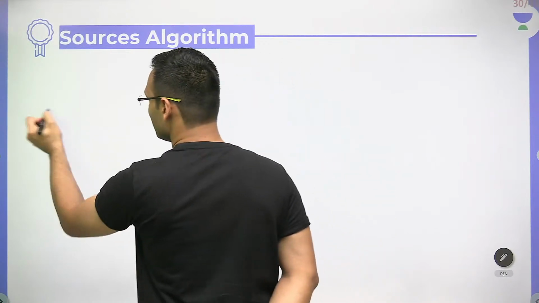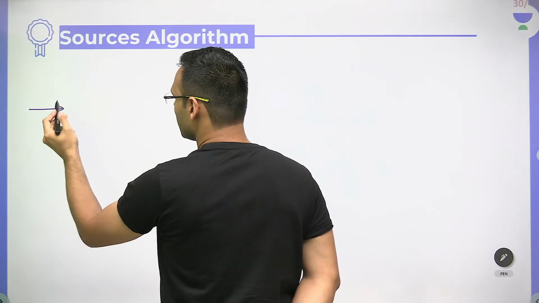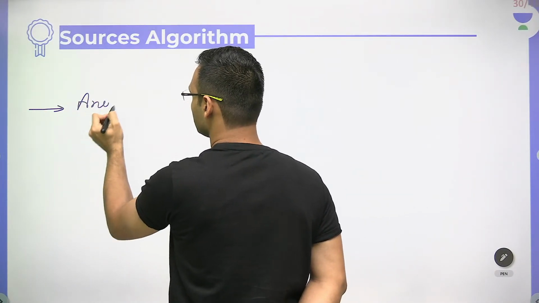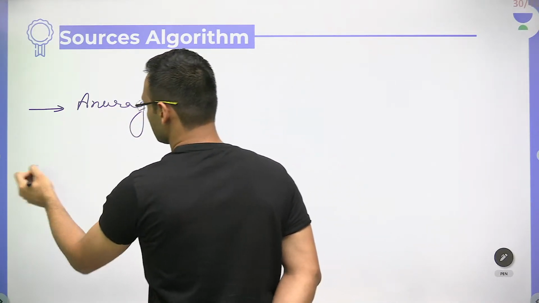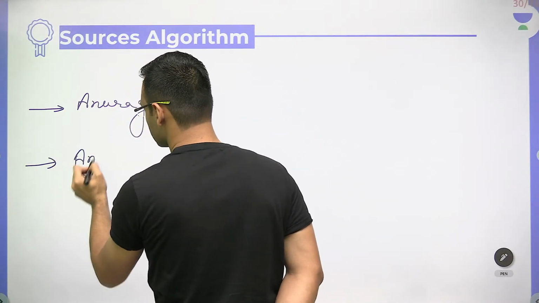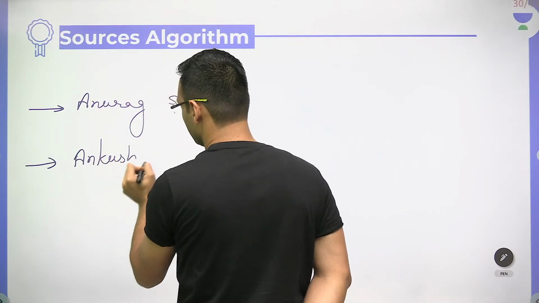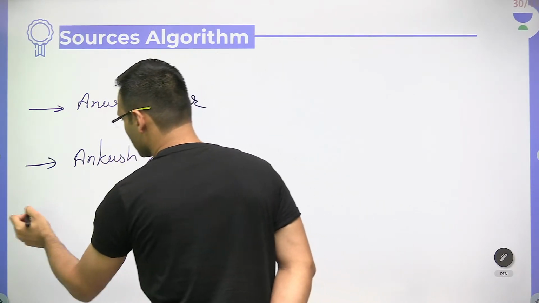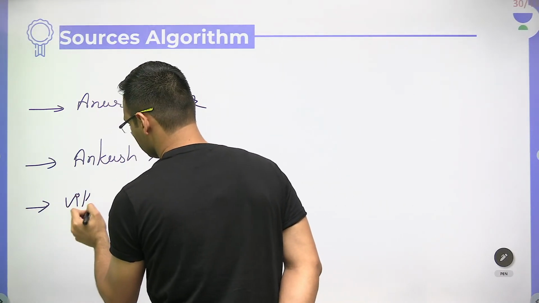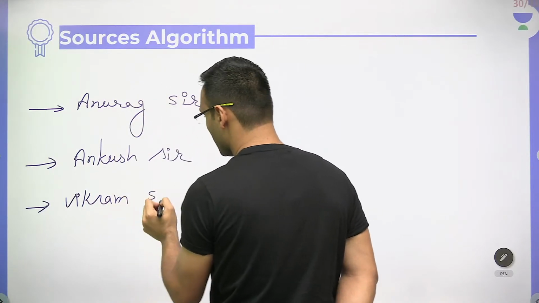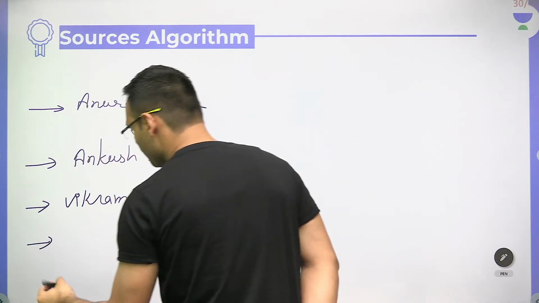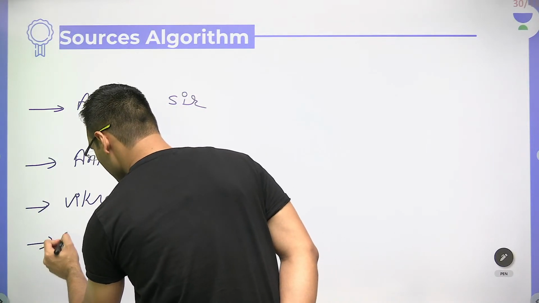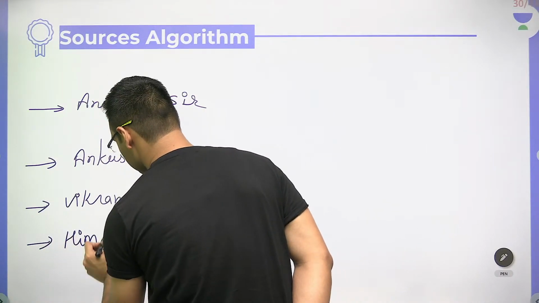Algorithms. For algorithms, you will get some of the classes by Anurag sir, Anurag Porwal sir. Some classes you will get by Ankush Saklecha sir. Some classes by Vikram sir, Vikram Chauhan sir, and some classes you will get for algorithm by Himanshu Kaushik sir.